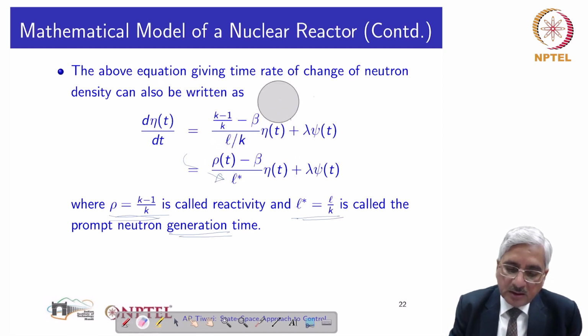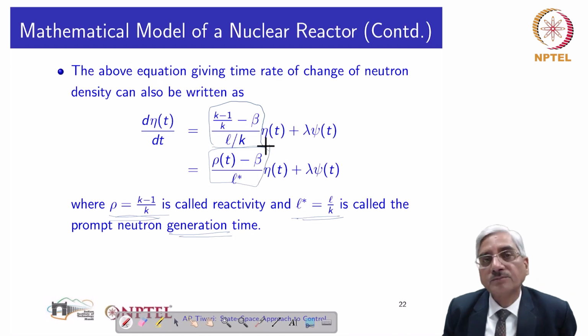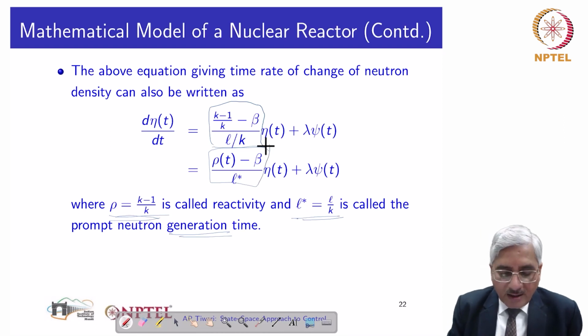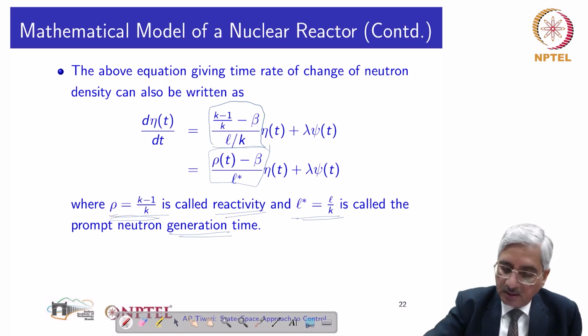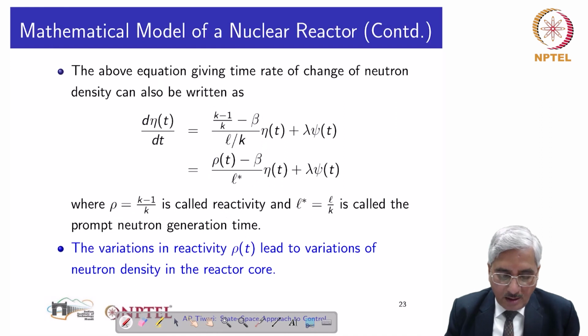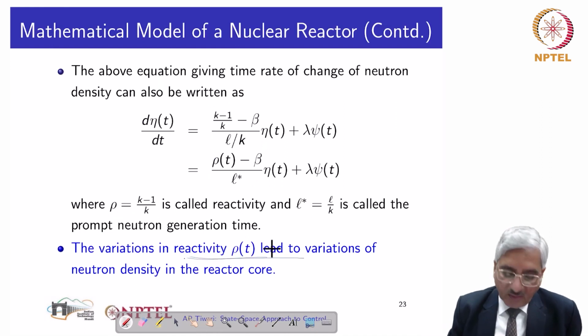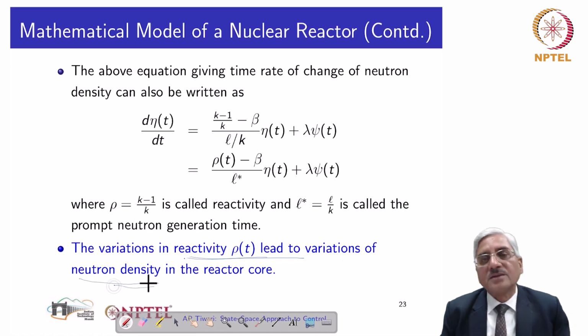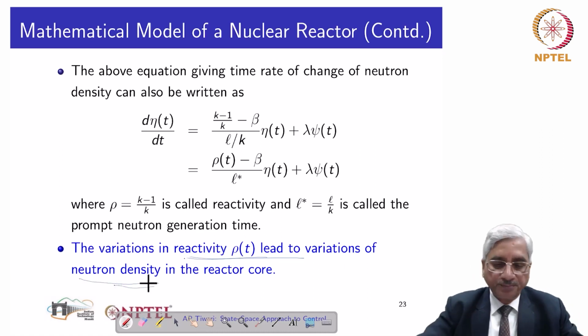Let me keep it clean. So this expression becomes this expression, and here rho is called the reactivity, as I said. Essentially, this is the input to the reactor, and its variation leads to variation in neutron density. We'll see.